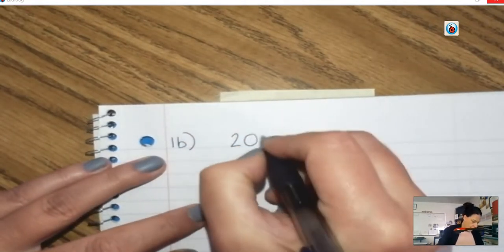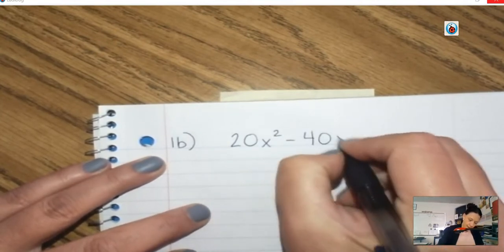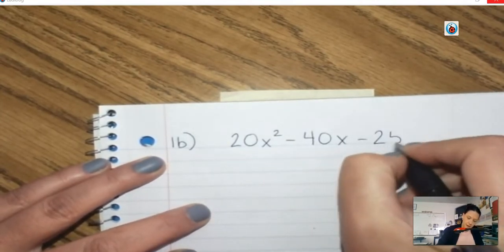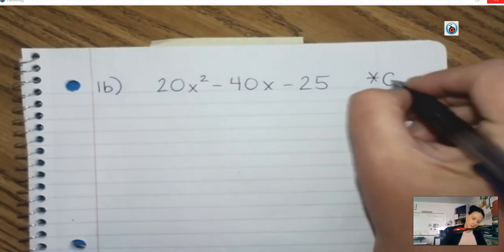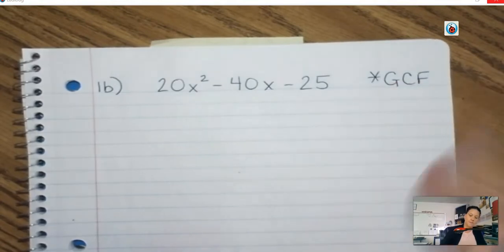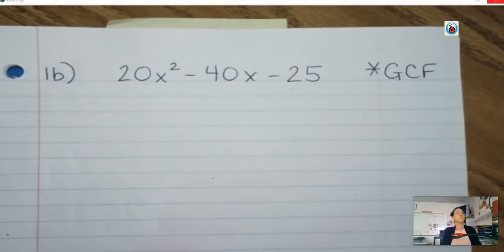Okay, 1B. 20x squared minus 40x minus 25. First, look for greatest common factor. This one does have a greatest common factor. Go ahead and figure out what you can pull out of everything.